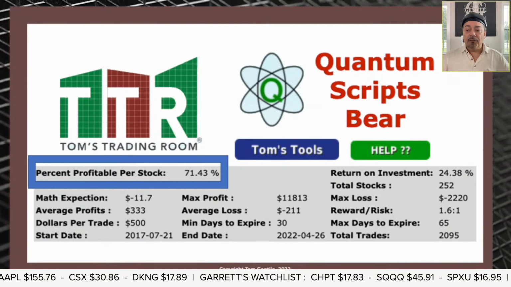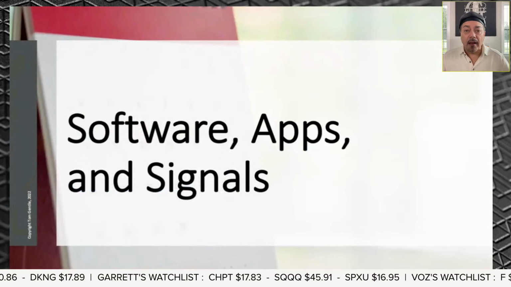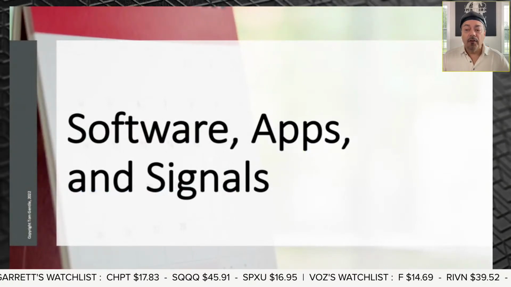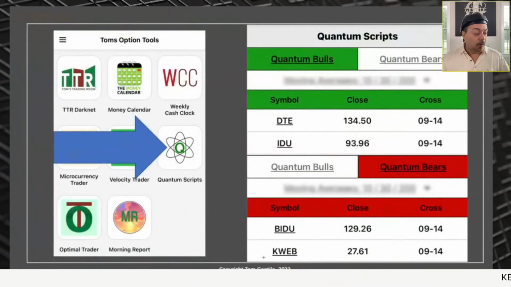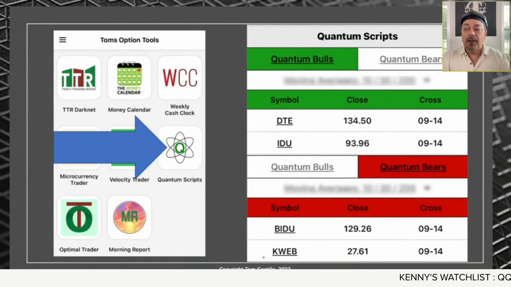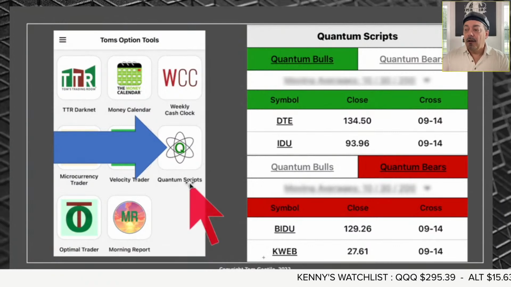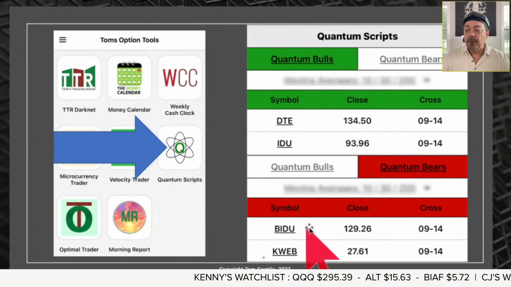So let's talk about what the software, what the AI, and what the strategies are showing us right now in terms of signals. So this is what I'm talking about when I say, no, we're not fully bullish. The scripts are starting to tell us, hey, let's take a look at a couple bulls. So today I got two bulls and I got two bears. I've got a bull in DTE, a bull in IDU. Then look at the bears, Baidu and KWeb.